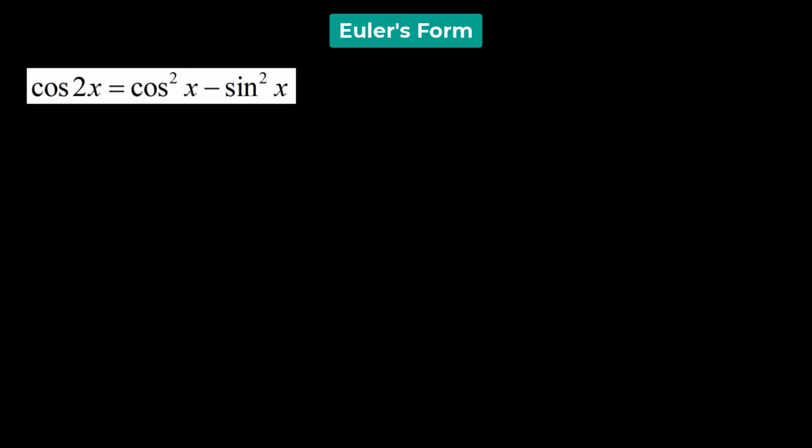So here we have the identity cosine of 2x is equal to cos squared x minus sine squared x. So let's try to prove it by using Euler's identity. So we're going to start from the right hand side.